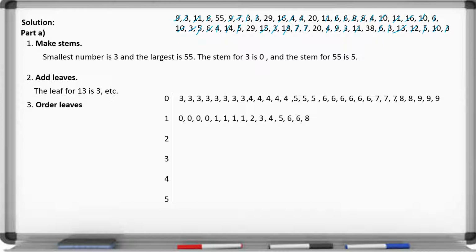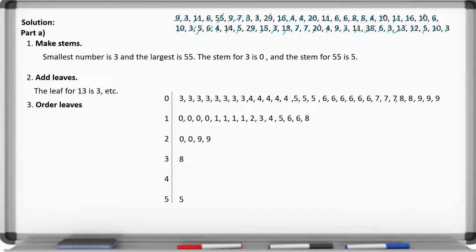Now we're going to the 20s numbers. So I got two 20s and two 29s. For the 30s numbers, I see a 38, and that's it. I don't see a 40 number, so I'm going to skip that stem. I see a 50 number, 55. Alright, so we got our stem and leaf plot.